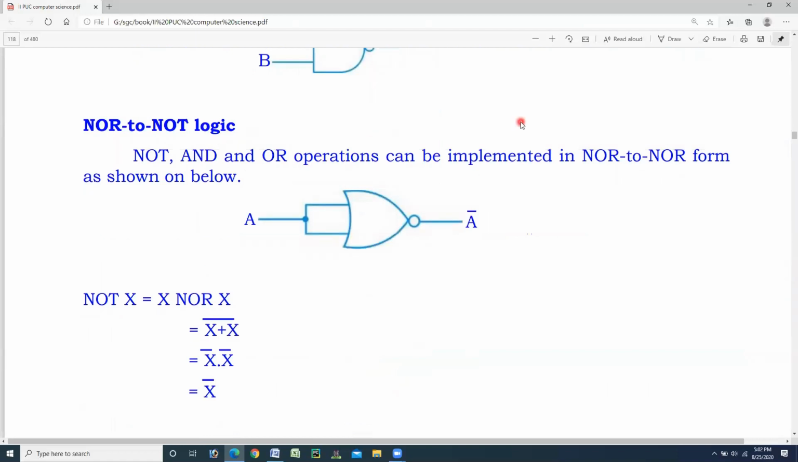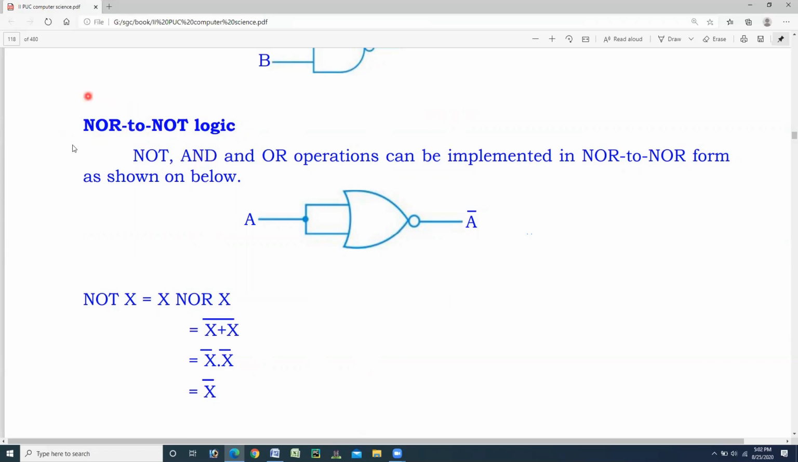just like NAND, now you can go with NOR. Realize that NOR works like an AND gate, OR gate and NOT gate. Again, you have to realize that. Now, the first part, we are realizing NOR to NOT logic. Using NOR, you can design the NOT, right?